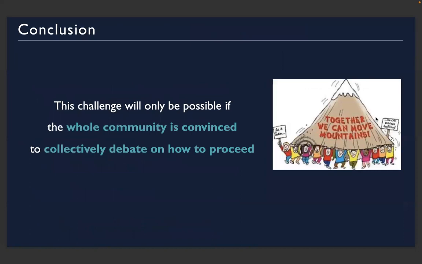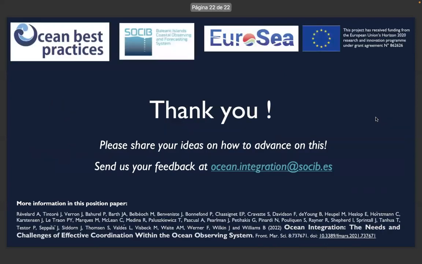So just to conclude, this challenge is very, very big, and it will only be possible if the whole community is convinced to collectively debate on how to proceed. This is why we have published this paper, and this is just the first step. We proposed these actions, but now we really want the whole community to debate on this and to give feedback on these proposed actions and to see how we could implement them, for example, regionally and then more internationally. So thank you very much for your attention, and I look forward to the discussion.